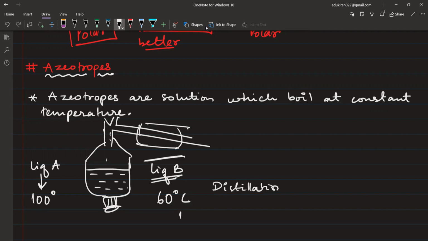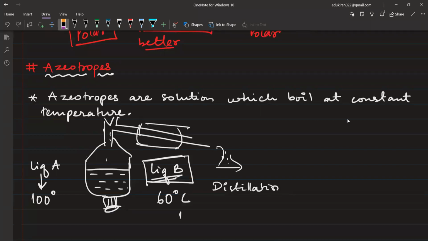Then the temperature of the solution will start to increase, from 60 to 65, 70 like that. But until and unless we have B present, what will happen? All the B will first be converted to vapor in the boiling process, and then you will get pure B here. So this is the fundamental of distillation.